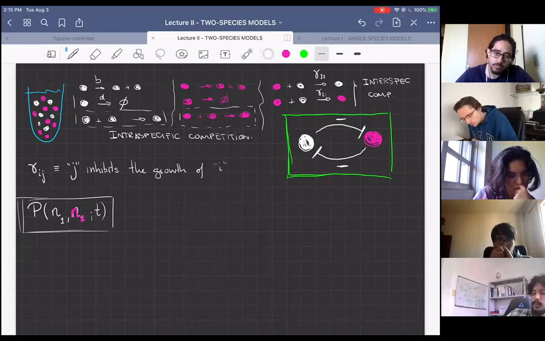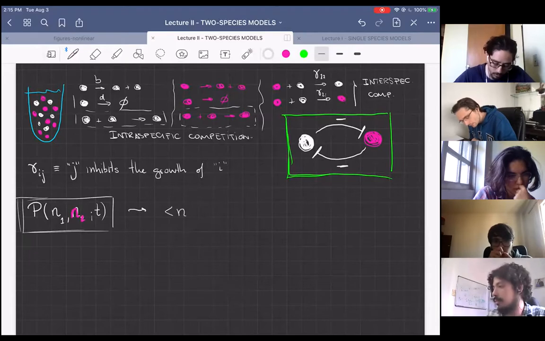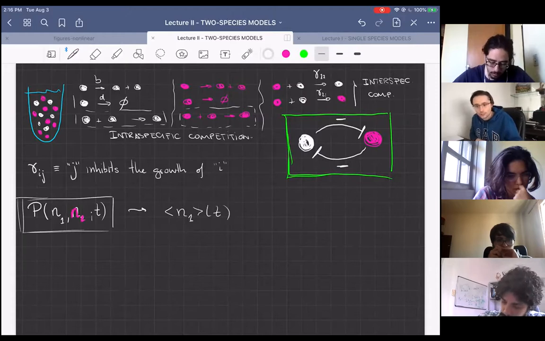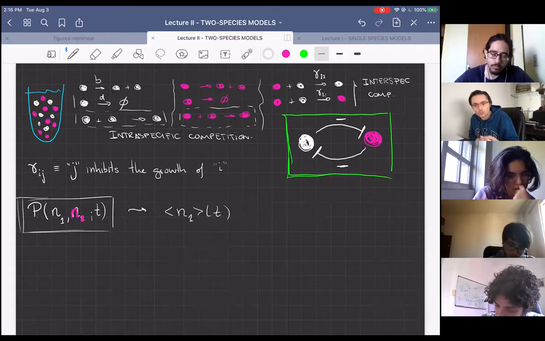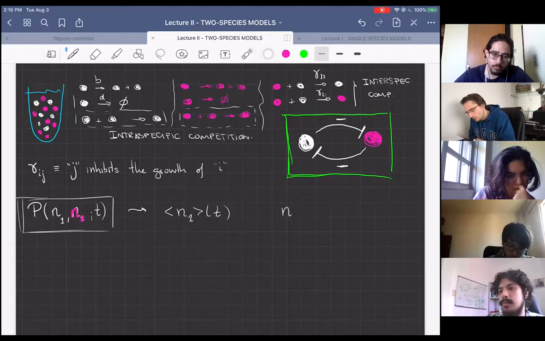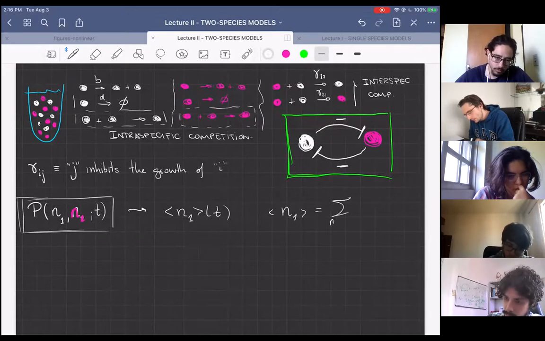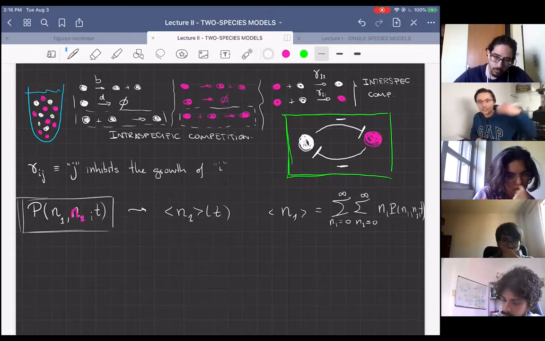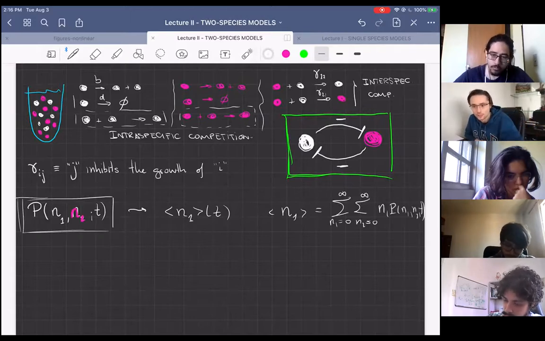So now, if you want to define the mean number of cells from the species 1 at time t, you have to take into account that to calculate these mean values, you have to use the definition of the mean value when you have a two-dimensional probability distribution function. So for instance, if you want to calculate the mean value of n1, this is going to be equal to the sum from n1 from 0 to infinity and n2 from 0 to infinity of n1 P(n1, n2, t). This is just the extension of the definitions we saw yesterday to two-dimensional cases.